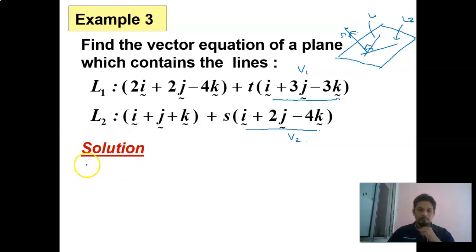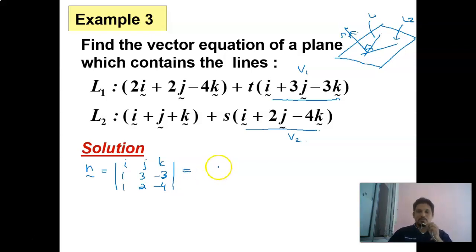Okay, so now the normal vector n equals the cross product with i, j, and k. We have 1, 3, negative 3, and 1, 2, negative 4. As I said, in this video I'm not going to explain the process of this, because it is explained in an earlier lecture, part 1, part 2, or part 3. Find out yourself. Okay, so now this gives you negative 6i plus j minus k.